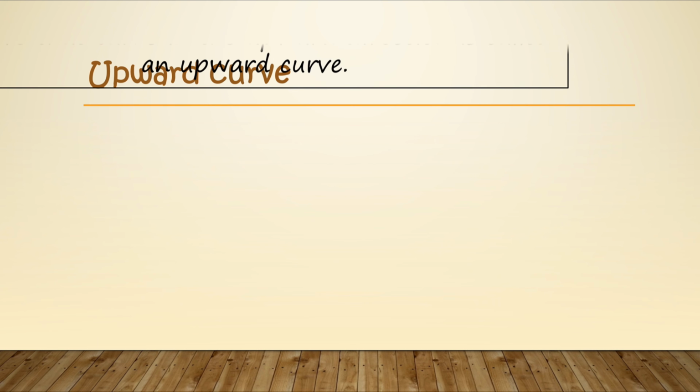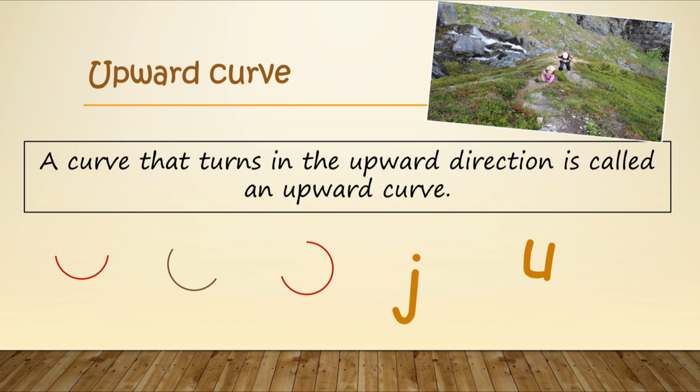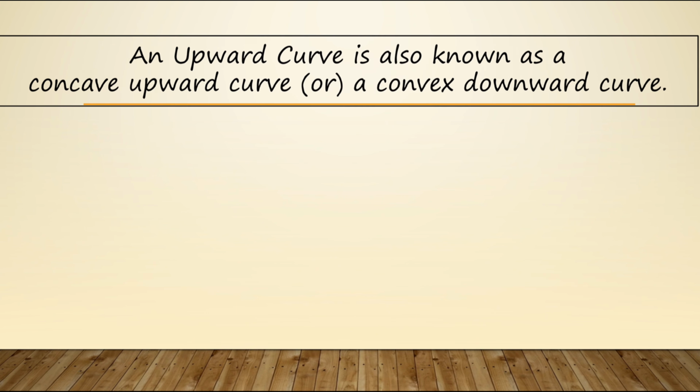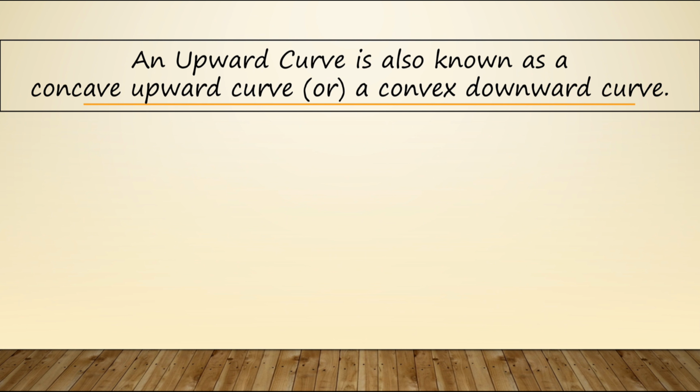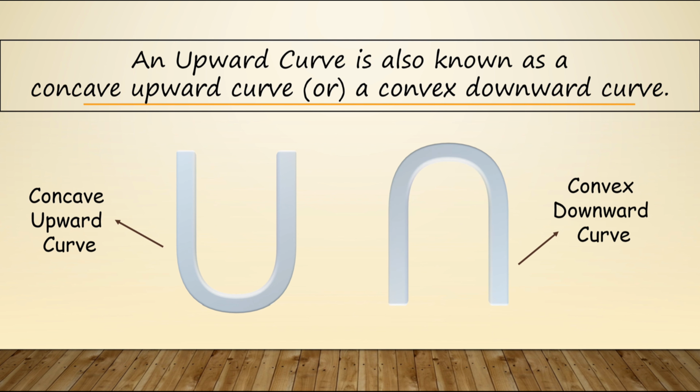What is an upward curve? A curve that turns in the upward direction is called an upward curve. If you look at the screen, you can find some examples of an upward curve. The image displayed is an example of an upward curve. People are climbing the hill. An upward curve is also known as a concave upward curve or convex downward curve. Concave upward: this term describes a curve that opens upwards like a U shape. Convex downward: this term describes a curve that appears to be hollowed out or inverted U shape. By looking at the shapes, you can find the difference between concave upward and convex downward.